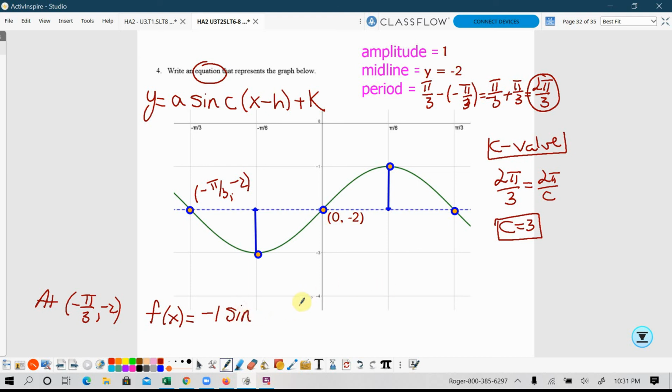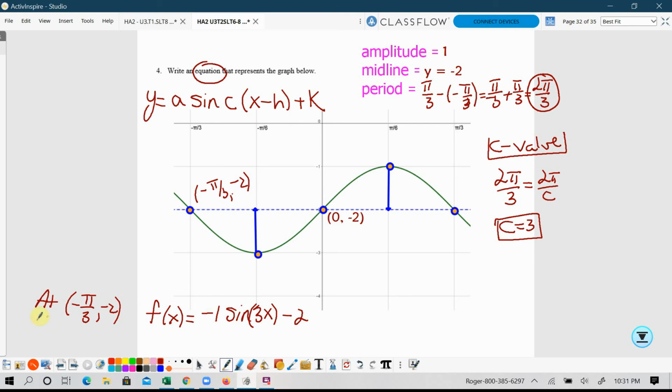Sine, our C value was 3. There is no phase shift, so I'm going to write this as 3x. If you want to put that in parentheses, you're welcome to do that. Not required, but you can. Plus K, we found was negative 2. So minus 2. So at this point, this would be my trig function: negative sine 3x minus 2.